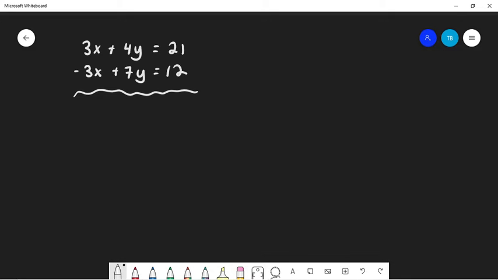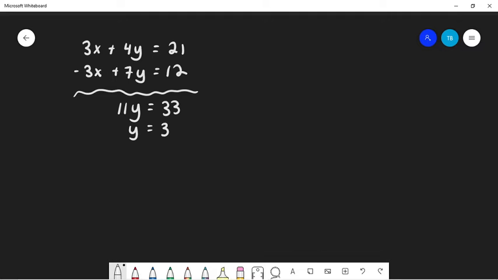So again, we're going to add the two equations together, and when we do that, the 3x and negative 3x cancel out. We add the y terms together, 4y plus 7y is equal to 11y, and then we add the constants together, 21 plus 12 is equal to 33. So we've added the two equations, gotten a whole new equation in just one variable, and now we can easily solve for y by dividing both sides of the new equation by 11. So y is just equal to 3.